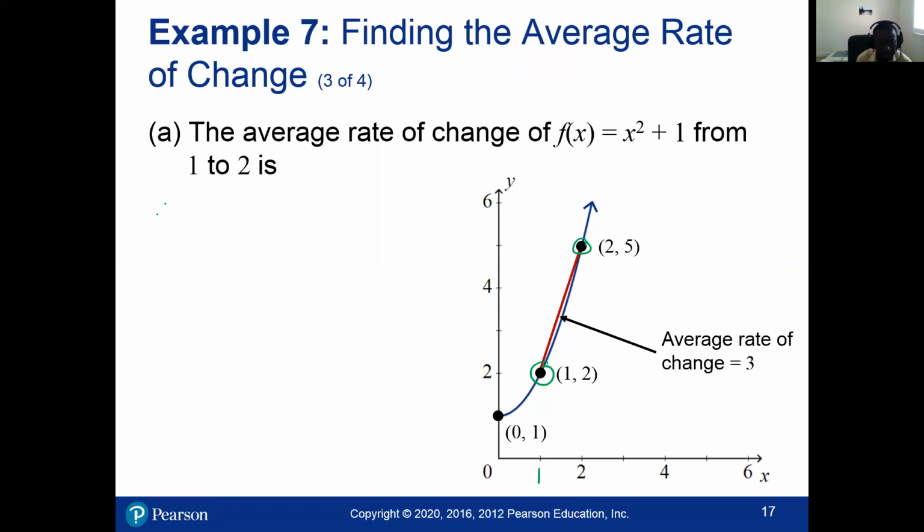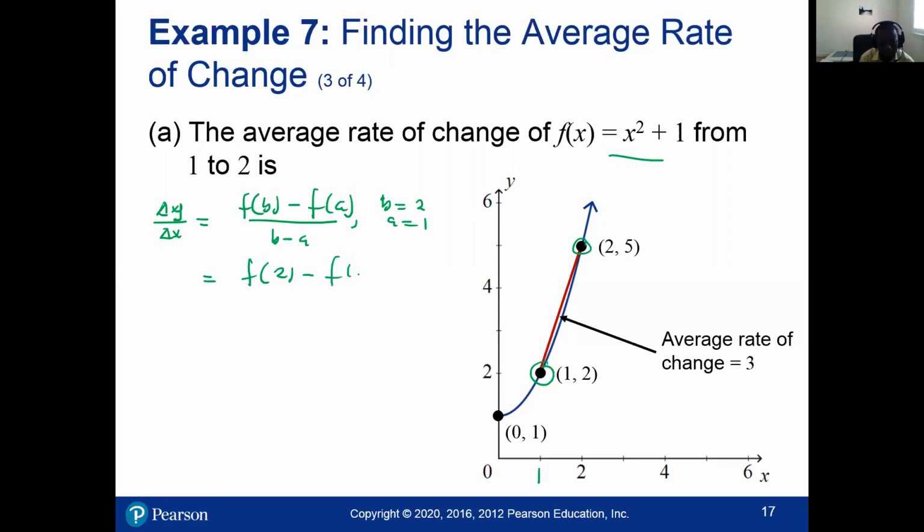The average rate of change, denoted by change in y over change in x, we call it delta y over delta x. It's given by f of b minus f of a divided by b minus a. Now at this point, your b is 2 and your a is 1. So this is going to be f of 2 minus f of 1 divided by 2 minus 1.